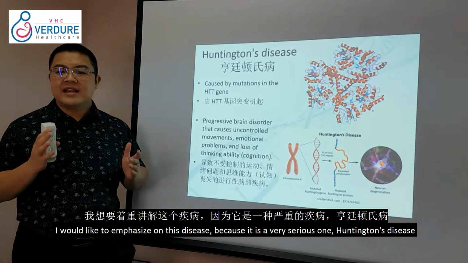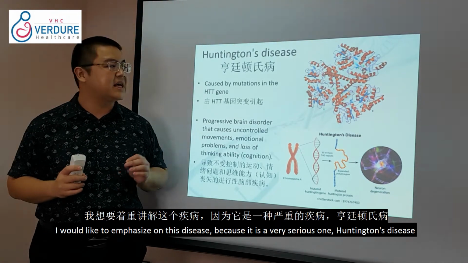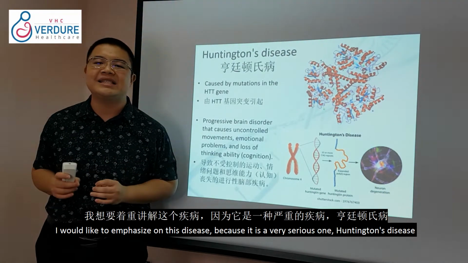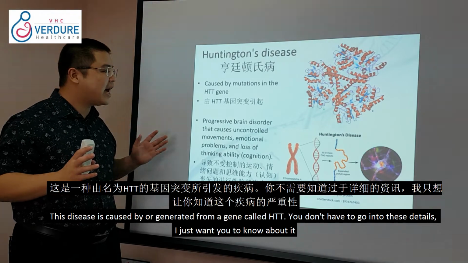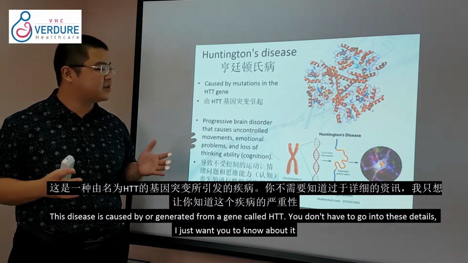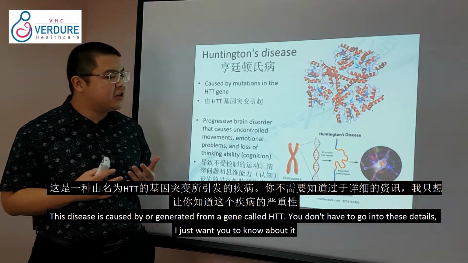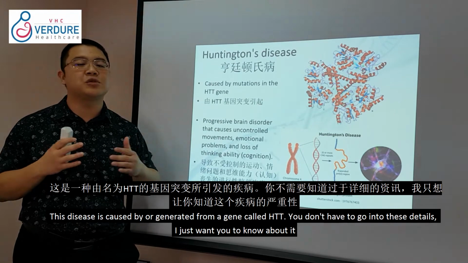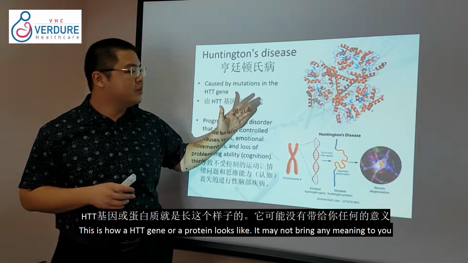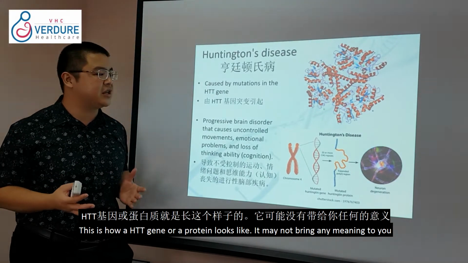This is one of the diseases I want to put emphasis on because it is a very serious one: Huntington's disease. Huntington's disease is caused by a gene called HTT. Now, for the HTT gene, you don't have to remember all these details, I just want you to know about it. So this is what the HTT gene or protein actually looks like.